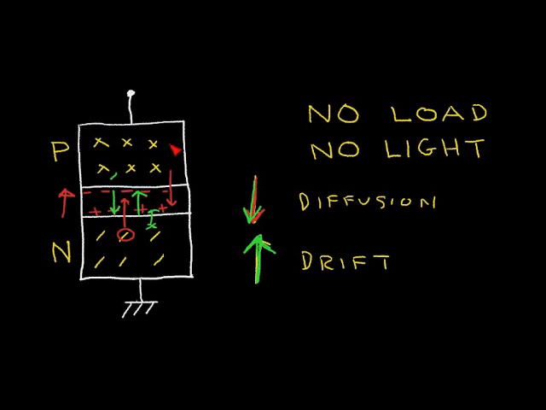Now, as we get more holes in this region, some of these holes, due to vibration, can actually have enough energy to overcome the electric field, and that causes diffusion current. And some of these majority electrons in the N region have enough energy to overcome this electric field, and they can cause diffusion current. So the diffusion current has to overcome this electric field barrier due to the concentration, and the drift current is caused by this electric field.